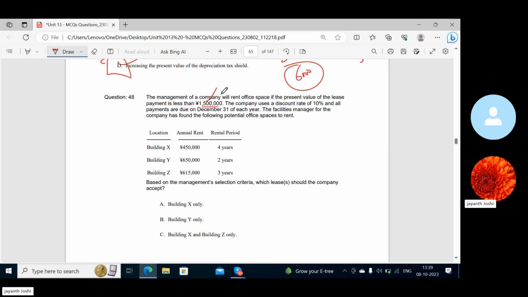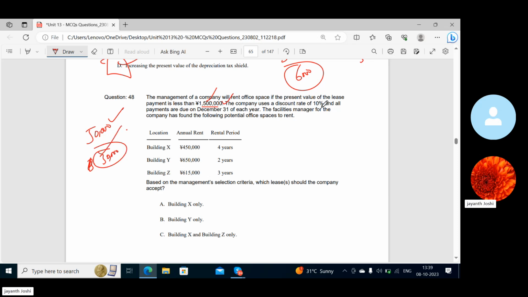So the management will rent an office if the lease payment is less than this. That means they are happy to take an office space for rent if someone is quoting them less than this value. That means they will be comfortable to pay that. Are you understanding? Yes, sir. If someone tells me that I will be charging you 50,000 as rental for a 2 BHK, I'll say if my rental is below 30,000, I'll be happy. I'll be comfortable to pay. That is in my budget.